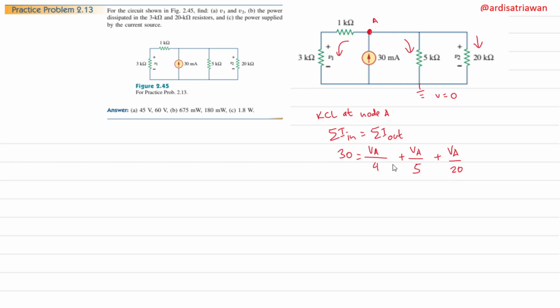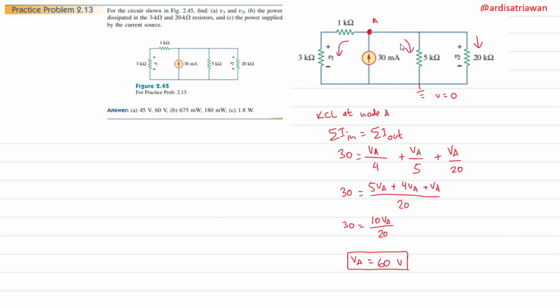So let's do some algebraic manipulation here. If you have 30 on the left hand side, let's make all the denominators 20. So we will have 5 VA plus 4 VA plus VA divided by 20. So we'll have 30 is equal to, what is this one? 5 plus 5 is 10 VA, and this is 20. Solving for this, we get VA is equal to 60, right? 60 volt. We have VA is equal to 60 volt.